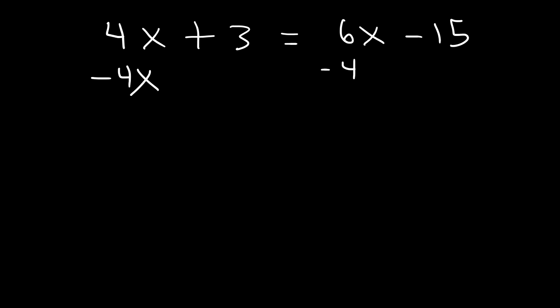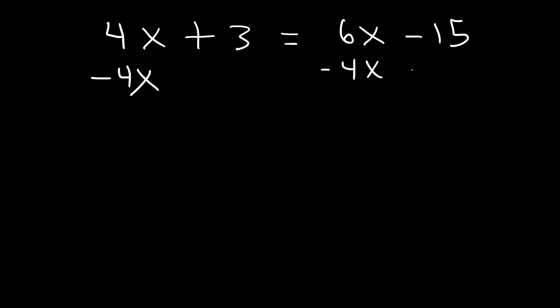Now let's move on to an example where we have variables on both sides of the equation. So let's say that 4x plus 3 is equal to 6x minus 15. Now what do you think we need to do in this example? Your goal is to get all of the x variables on one side and every number that doesn't have an x variable on the opposite side. So because 6 is larger than 4, I'm going to subtract both sides by 4x. I don't want to deal with negative numbers if I don't have to.